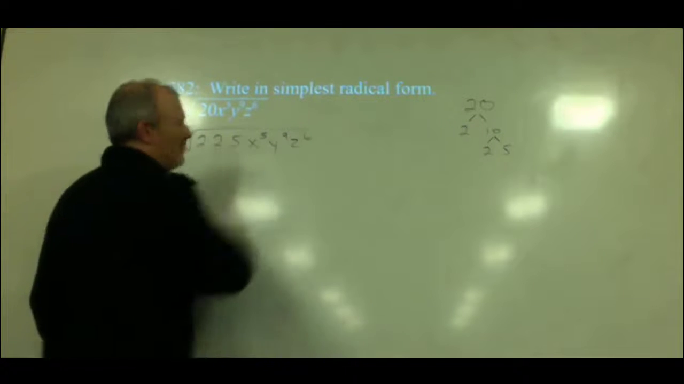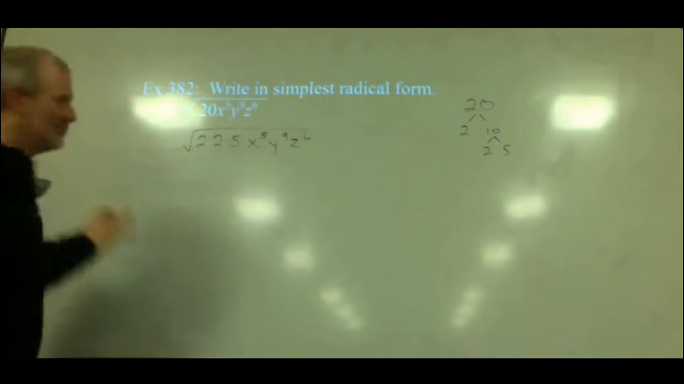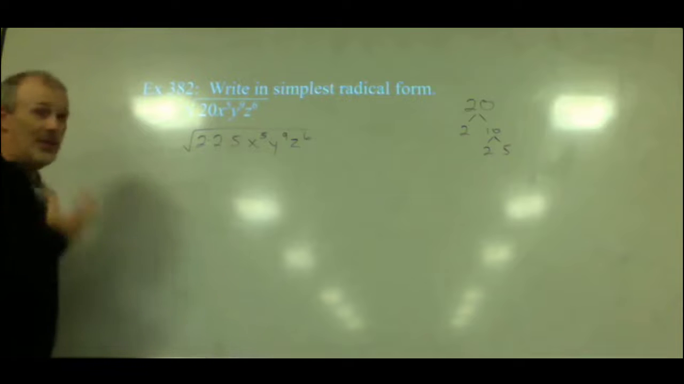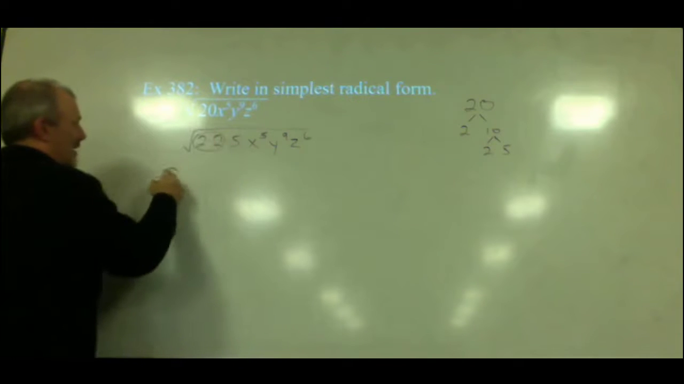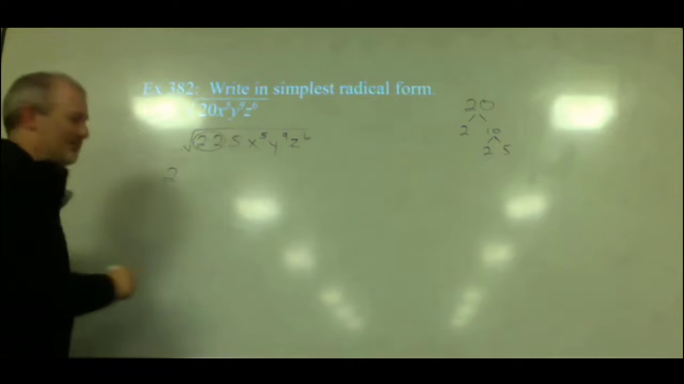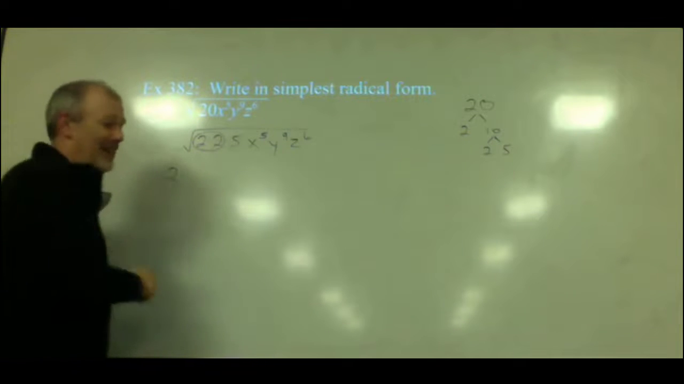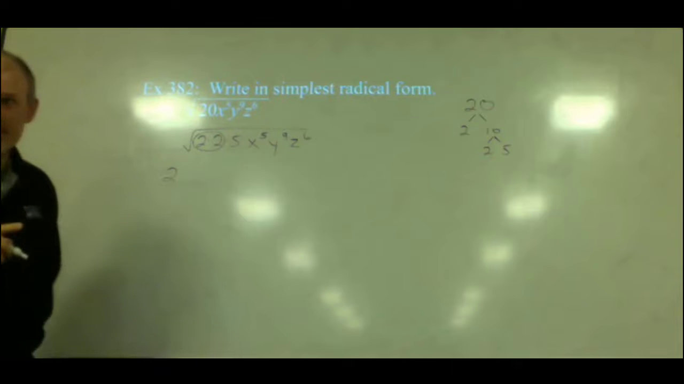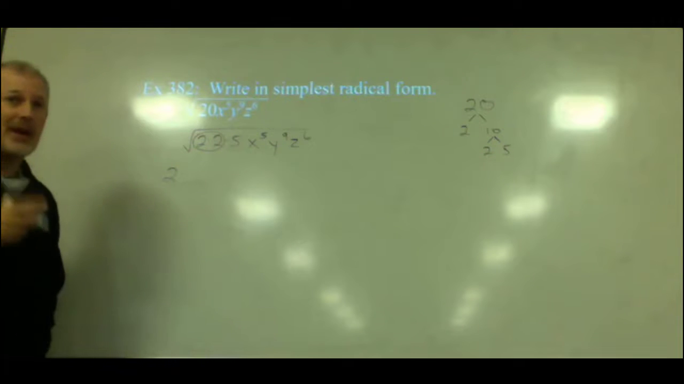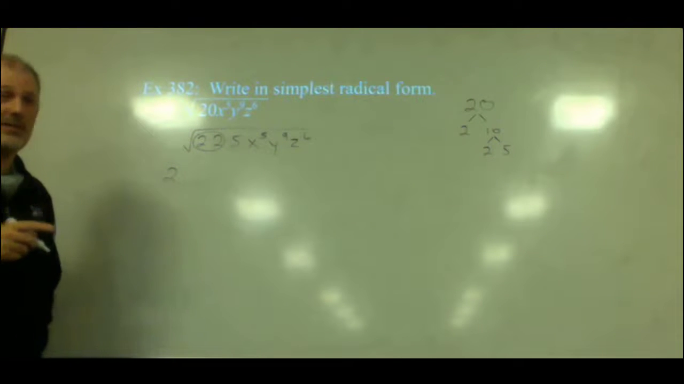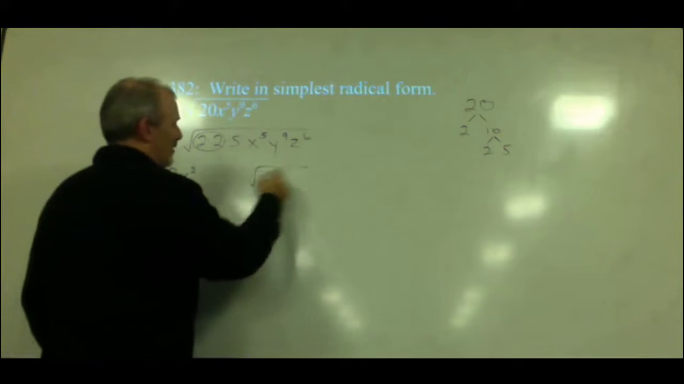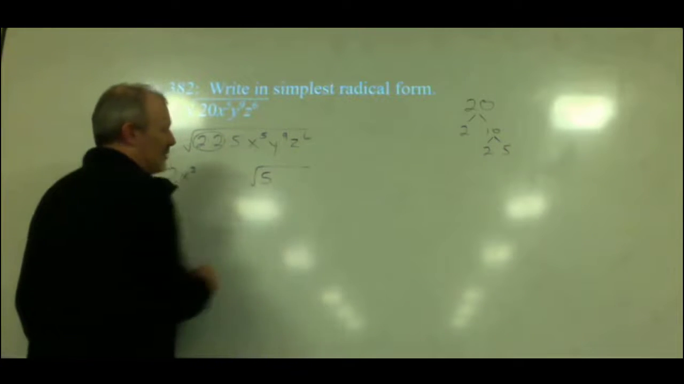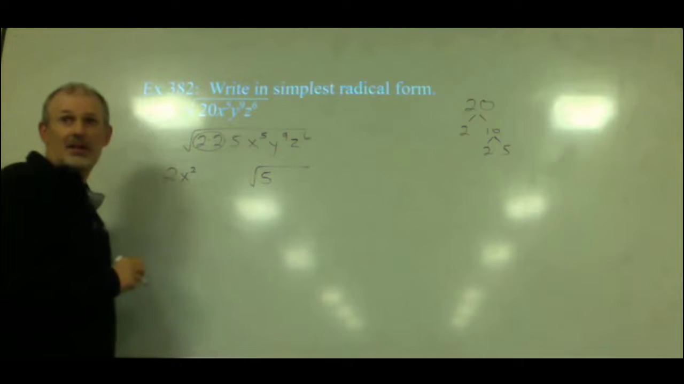Okay, I'm going to leave it there for now, and we'll see how you guys like this. Numbers. What number? We can take out a 2, because we've got a pair of 2s. The 5 has to stay inside. Now, if I have 5 x's, how many pairs of x's will I have? 2 pairs. But how many x's will still have to be inside? 1. Does that make sense? You've got 1 left after you take out your 2 pairs.